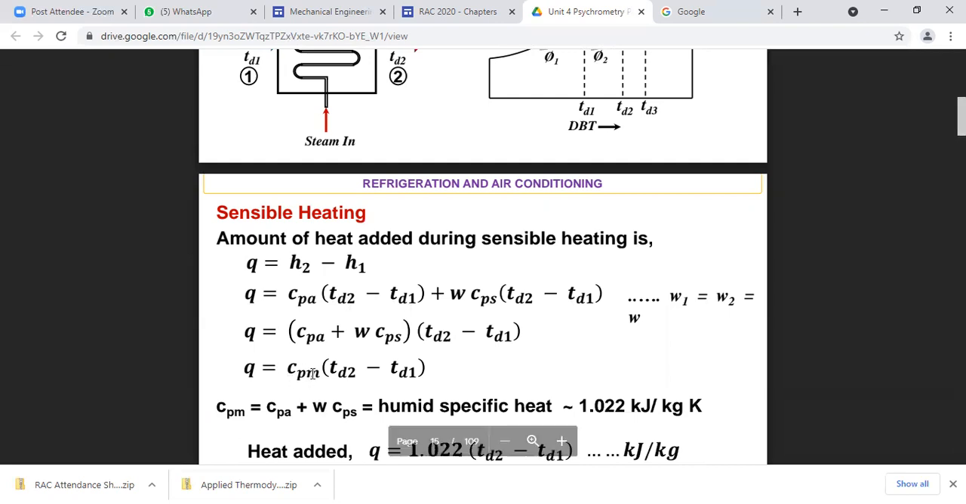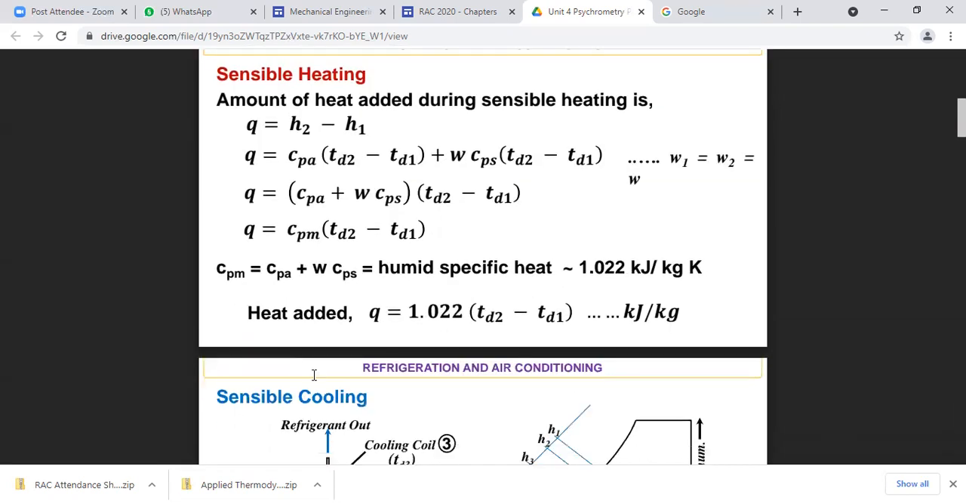But you can observe here this is equal to CPM. CPM means humid specific heat. So we are getting humid specific heat CPM is equal to CPA plus W into CPS, and generally we are taking it as 1.022 kilojoule per kg K. So heat added we can write Q is equal to 1.022 into (TD2 minus TD1) in terms of kilojoule per kg for the sensible heating.